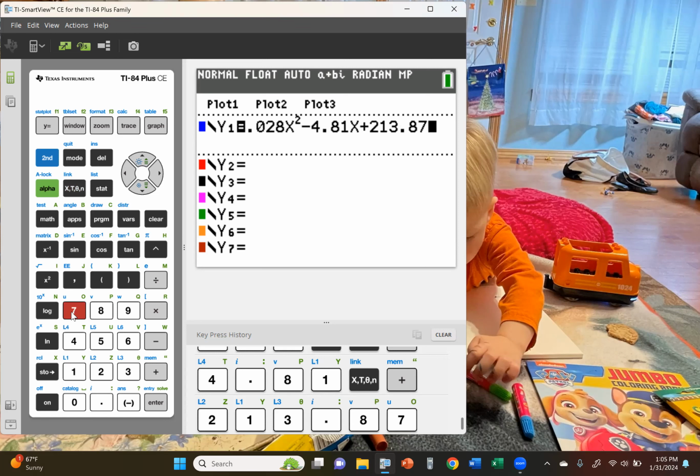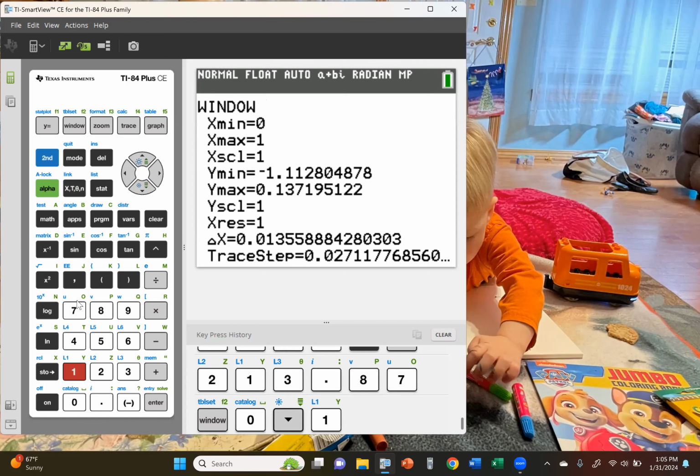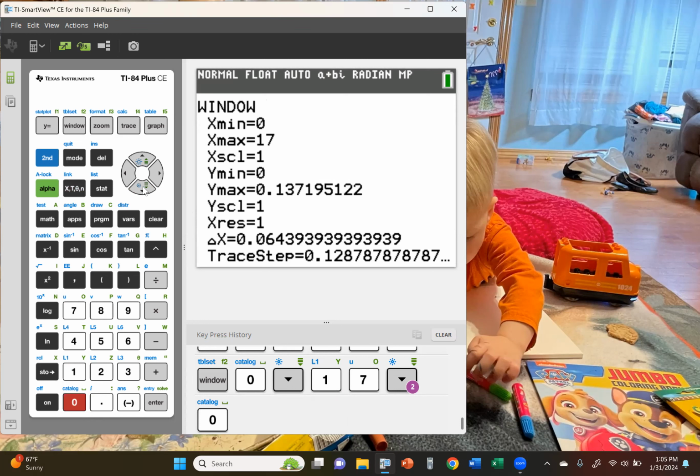And they ahead of time tell me what the window is going to be. So I'm not going to even graph this. I'm going to go straight to the window. And in the x direction, we're going to go 0 to 17. And I'm going to leave the scale of x as 1. And then the y min, they tell me 0 to 300. And I'm going to go ahead and leave that y scale as 1 also. Although normally I'd probably change that to 10 or 50.